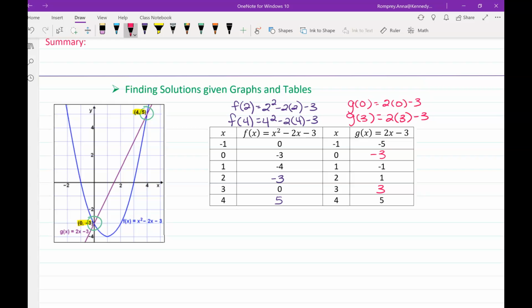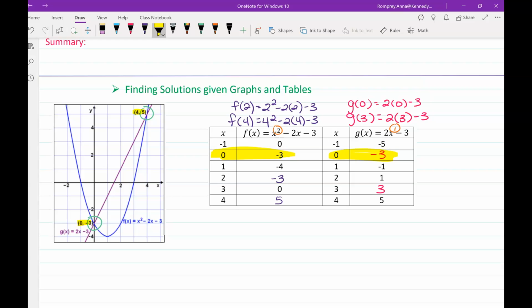Beautiful. Okay, so I'm going to look at this table and figure out what I am comparing. I'm comparing f of x, which is a quadratic function, to g of x. Fill in your invisible ones. So I am comparing a quadratic to a linear. If I want to know what solutions they share, I'm just going to see, are there any points that they have in common? (Negative 1, 0), (negative 1, negative 5). Nope. (0, negative 3), (0, negative 3). Oh, sweet. So that is a solution that they have in common.